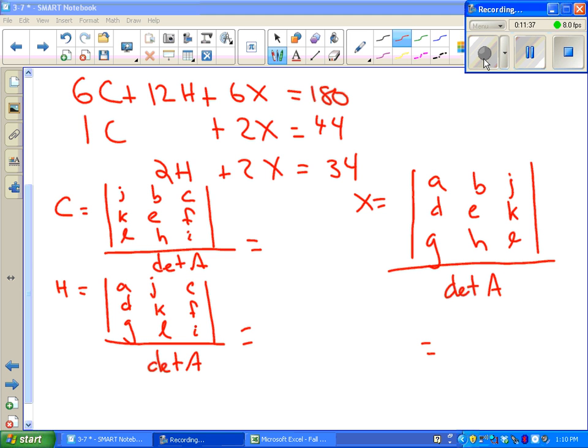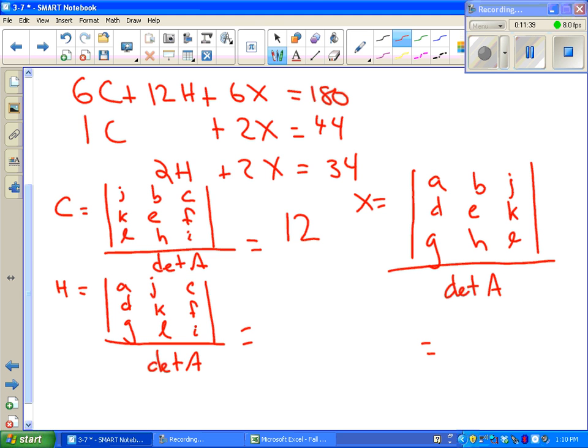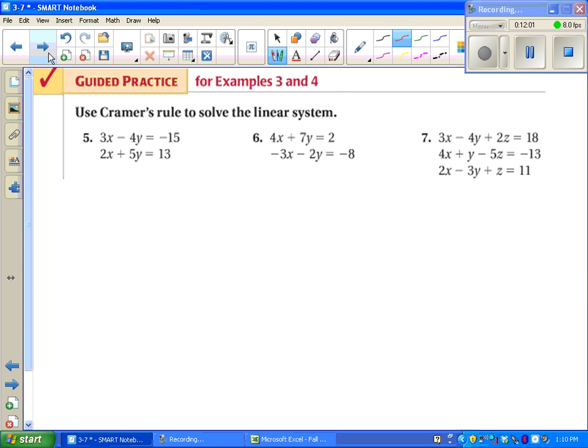After going through all these calculations, you should end up with carbon weighing 12, hydrogen weighing 1, and oxygen weighing 16. If you're having trouble getting any of those numbers, go back and study how to find a determinant of a 3x3 matrix. And if you're still having trouble, come see me. At this point, you can try these on your own, or you can do them later. That's it for this lesson.